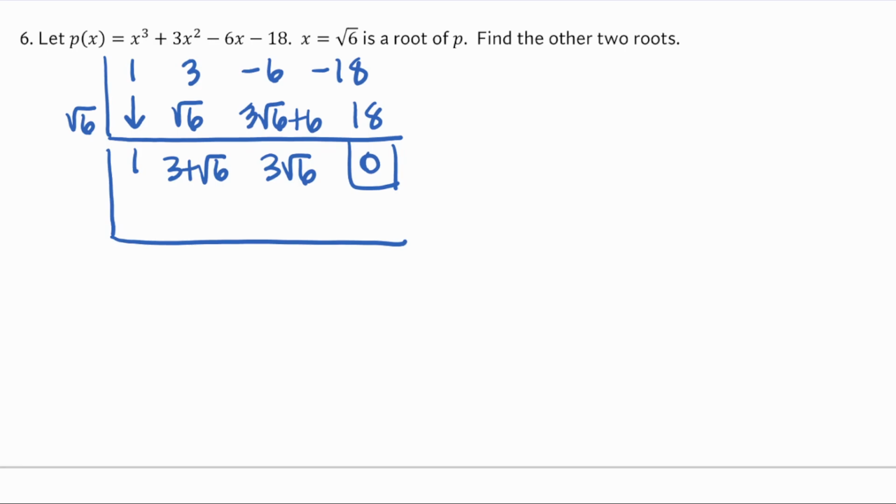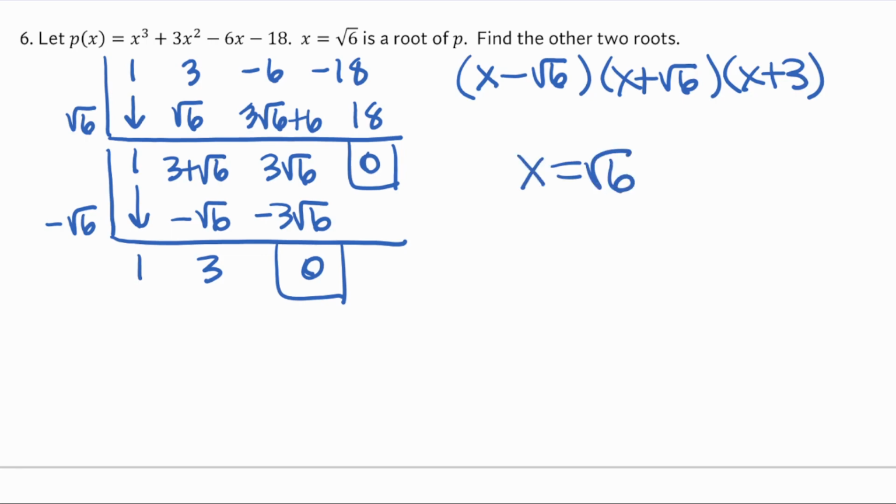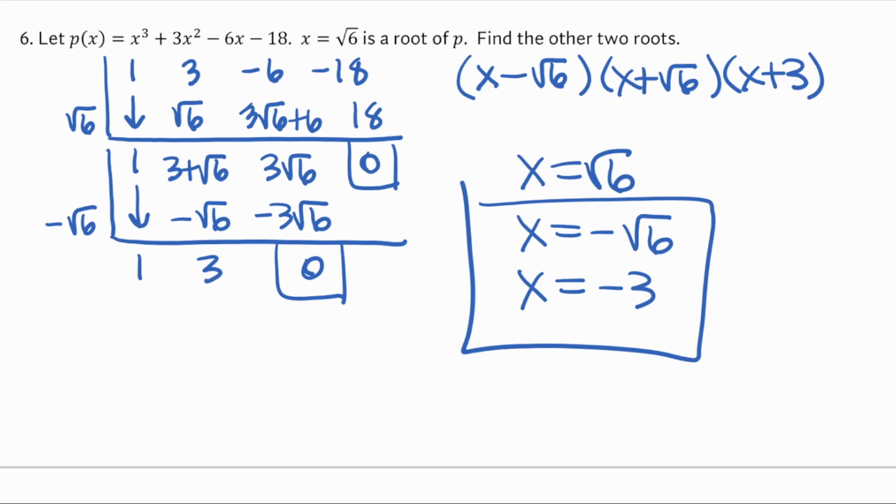Okay, if I know that x equals square root of 6 is a 0 and p has rational coefficients, then I know that x equals negative square root of 6 is also a 0. So I've got factored up, this would look like x minus square root 6, x minus negative square root of 6, and x plus 3. Right, and so my roots are x equals square root of 6. They already told me about that one. X equals negative square root of 6, that's a new one. And x equals negative 3, that's the other one that I didn't know. Okay, so those are the other two roots.